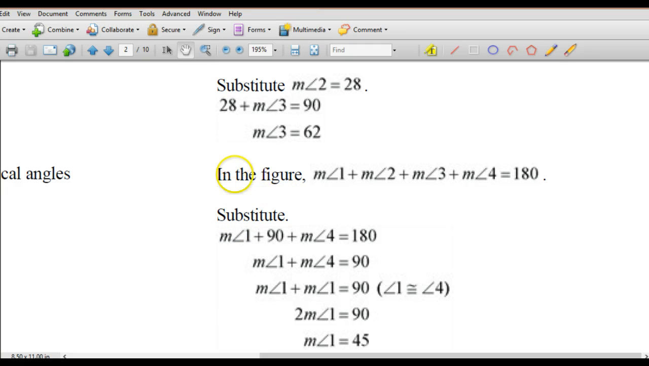And these steps right here show the congruent complements theorem. So 2 angles that are complementary with the same angle will be congruent.